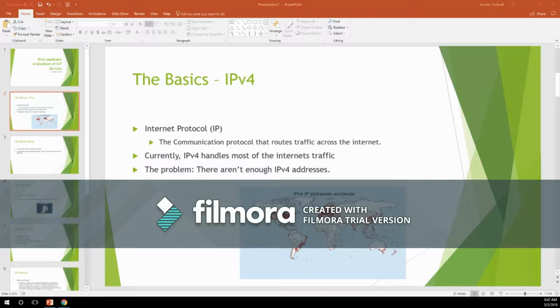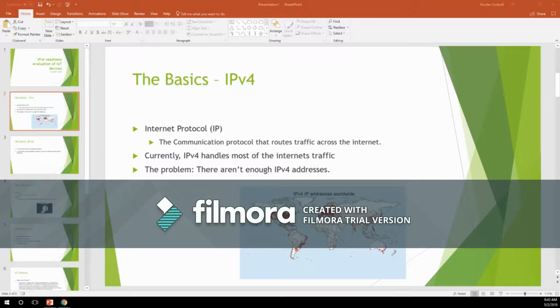The shortage exists because IPv4 allows approximately 4 billion addresses, and that sounds like a lot, but with everything that we have, every smartphone, laptop, tablet, everything that's connected out there, these days we're needing IP addresses, and they're almost all gone.